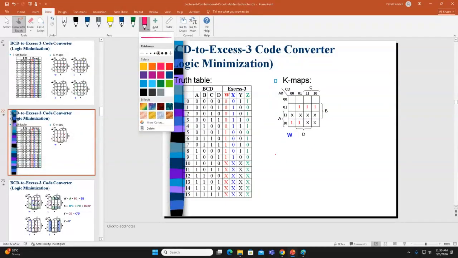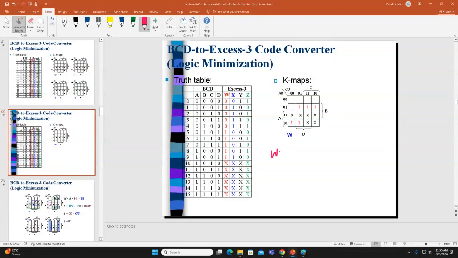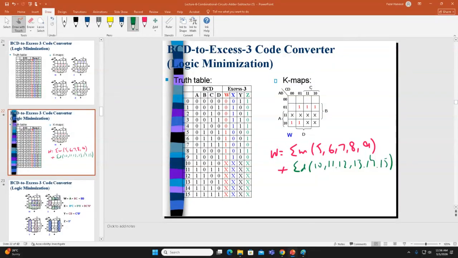Now please remember, we already found the expression for W. What was W? Help me. W was sigma M of 5, 6, 7, 8, 9 plus sigma D of 10, 11, 12, 13, 14, 15. And if you draw the K-map, we do the K-map something like this. Remember what was the K-map? Help me.